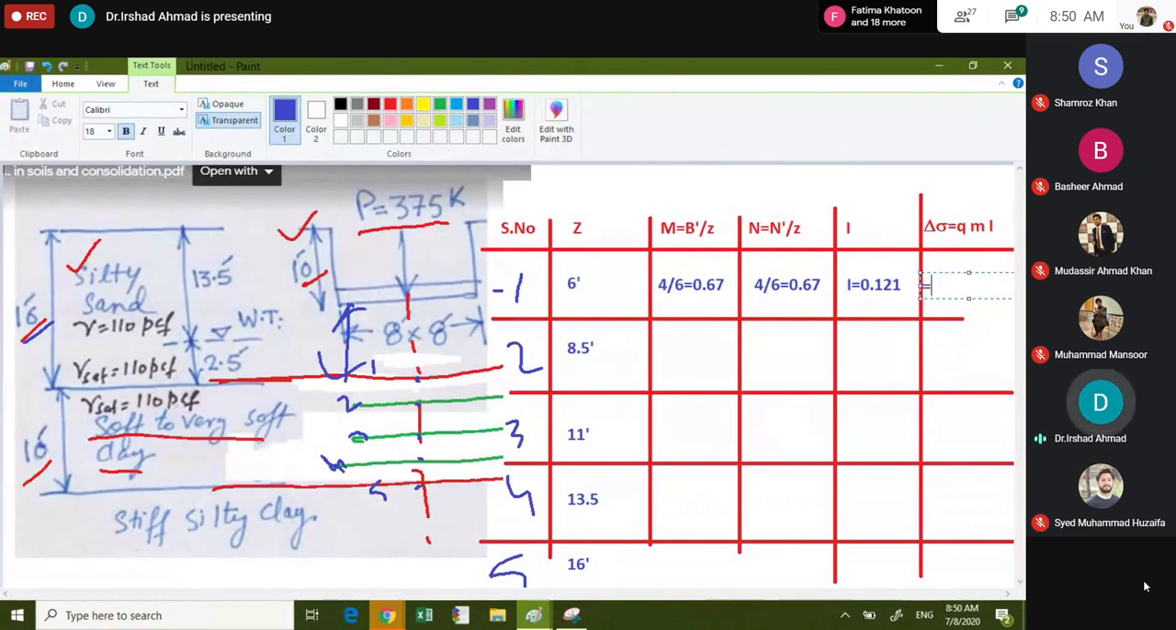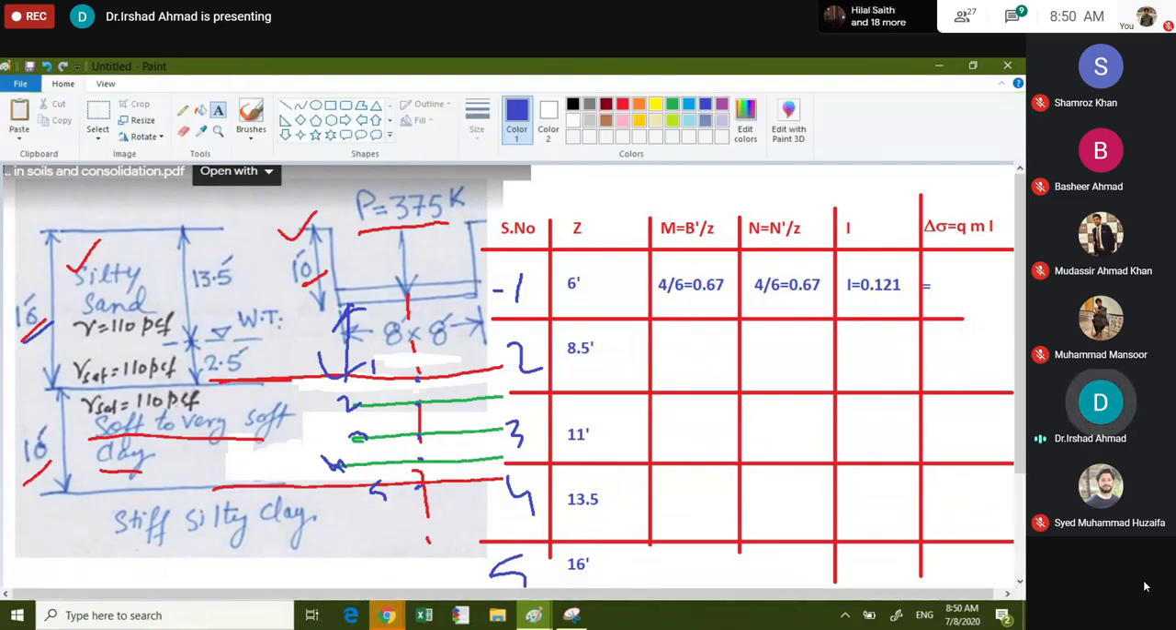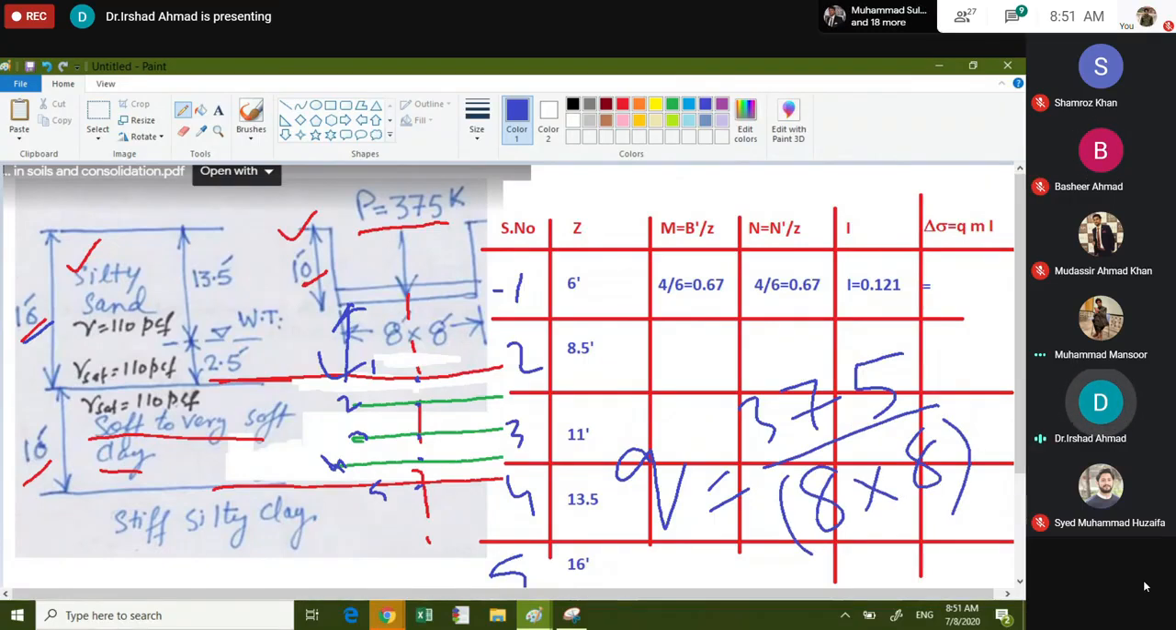Now, delta sigma would be equal to q times m times n times I sigma. What is the value of q? Can anybody say? 375 divided by 8 into 8, that is 375 divided by 64. This is the value of q. And this is equal to what?